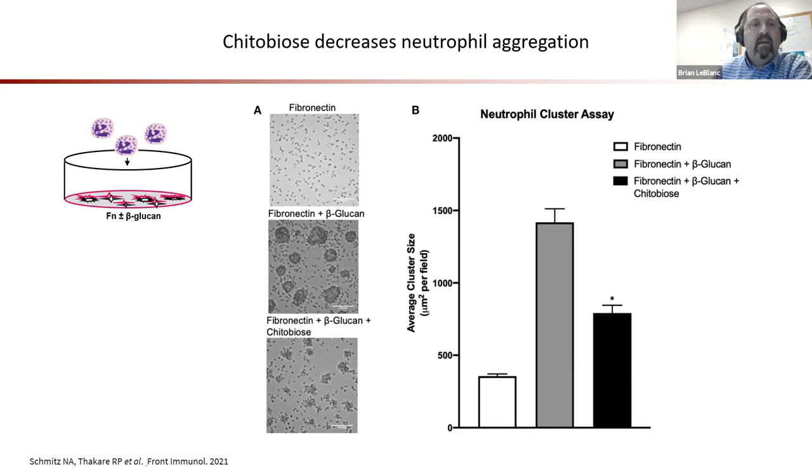It's a migration assay. In order to simplify things, we make a very simplified hyphae, where we take beta-glucan and immobilize it to the bottom of a well, and we add fibronectin to give that dual ligation of CR3. When we add neutrophils, they cluster and form these aggregates, like what we saw with the neutrophils going after the Candida hyphae from an earlier slide. However, when we add chitobiose, these clusters are much smaller.